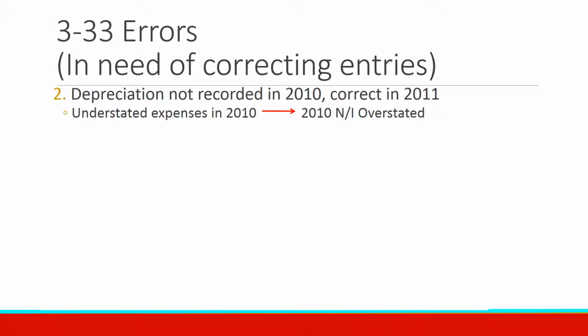And then you might wonder, what's the other side? What's the other part of the effect? It's that the fixed asset value is overstated. Now this is where students often get caught up. You have to read carefully what's written.